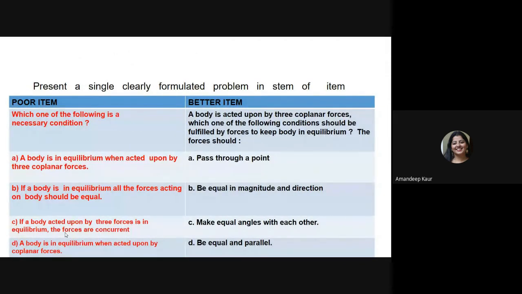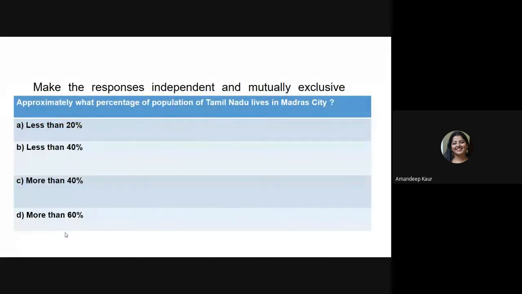Present a single clearly formulated problem in a stem. Make the responses independent and mutually exclusive.